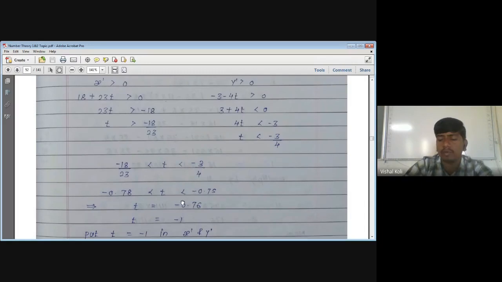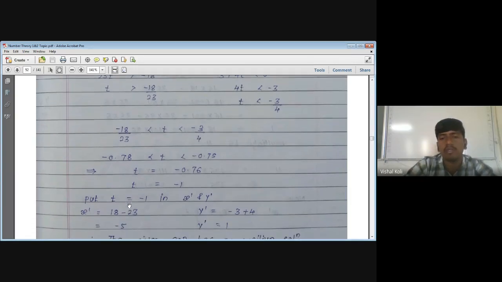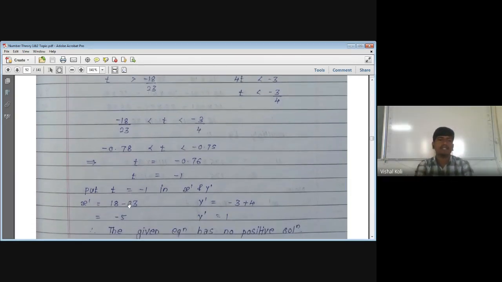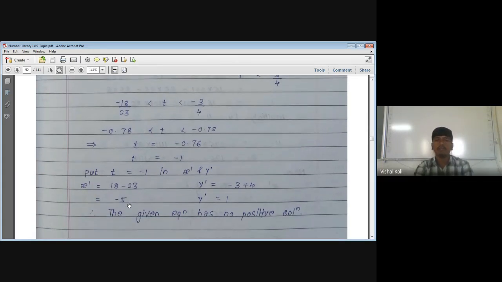But we know that t is an integer. As t is an integer, minus 0.76 is not possible. Therefore we have to take the nearest integer of this term, and minus 1 is the nearest integer. Therefore take t equal to minus 1, and put this value in x dash and y dash. Then x dash is 18 minus 23, which is equal to minus 5, and y dash is equal to minus 3 plus 4, which is 1. Therefore, as x dash is not greater than 0, the given linear Diophantine equation has no positive solution.